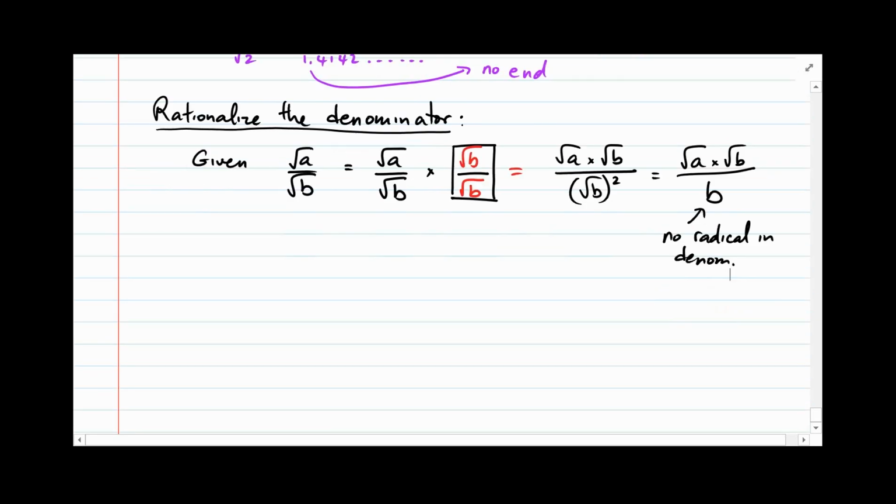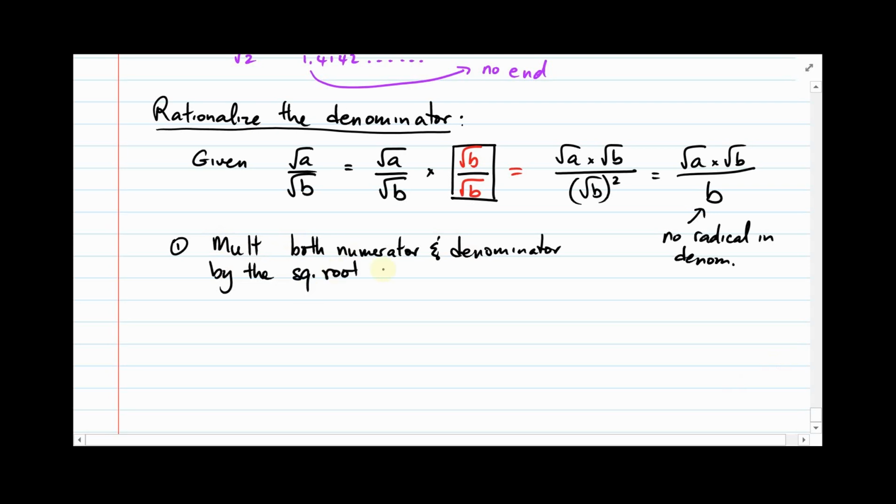Right. So in words, what we're going to do is multiply both numerator and denominator by the square root that is in the denominator.